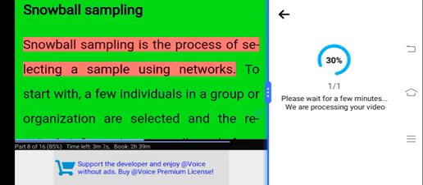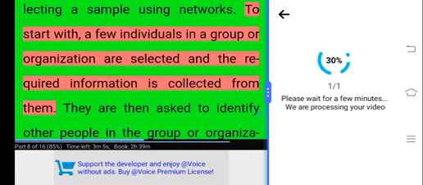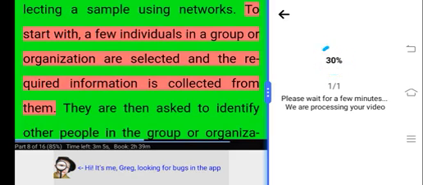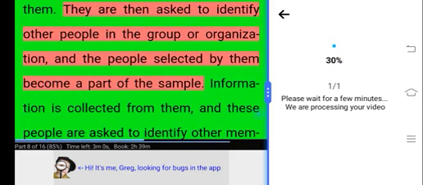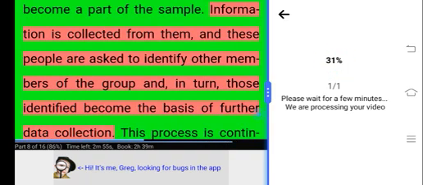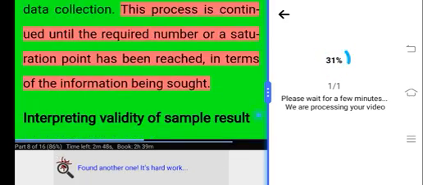Snowball sampling. Snowball sampling is the process of selecting a sample using networks. To start with, a few individuals in a group or organization are selected and the required information is collected from them. They are then asked to identify other people in the group or organization, and the people selected by them become a part of the sample. Information is collected from them, and these people are asked to identify other members of the group and, in turn, those identified become the basis of further data collection. This process is continued until the required number or a saturation point has been reached, in terms of the information being sought.